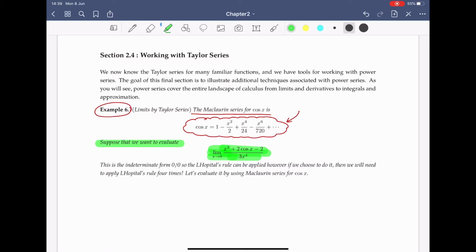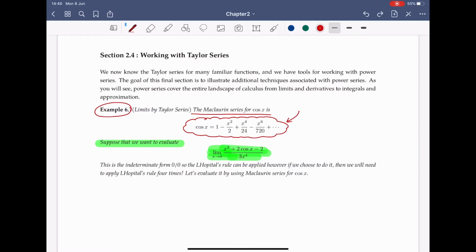You can see that if you are an expert in Cal 1, you just want to use the L'Hopital rule, right? Because once you plug in 0 into the function, you get 0 over 0, and this is an indeterminate form. Yes, you can use the L'Hopital rule, but it will take you some time because you have to do it 4 times. Because you have x to the 4th power on the bottom, that means you have to differentiate 4 times. Another way to do this is using the Taylor series centered at 0. So we're going to show you how to do it here.